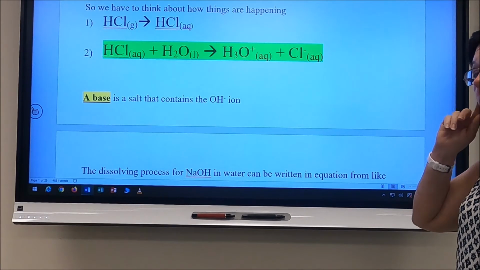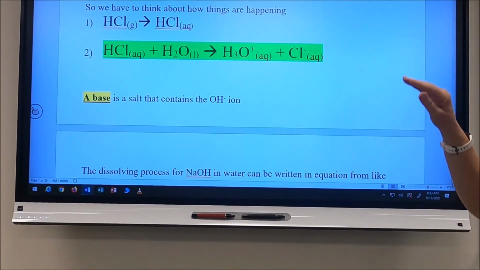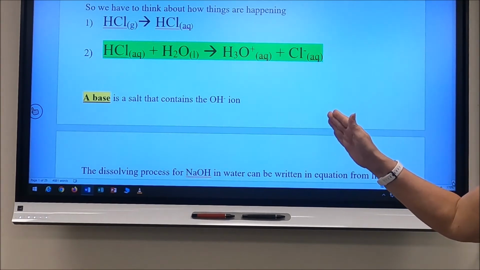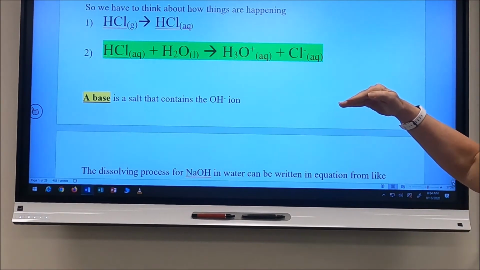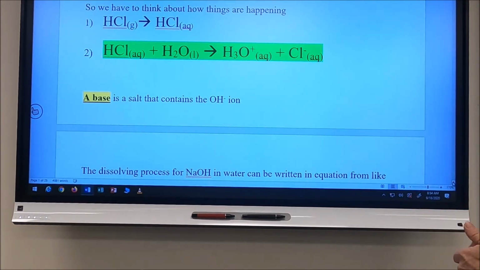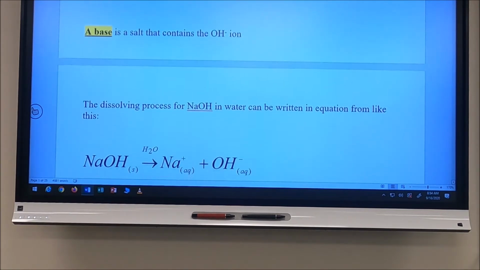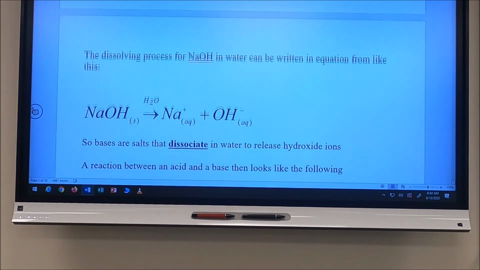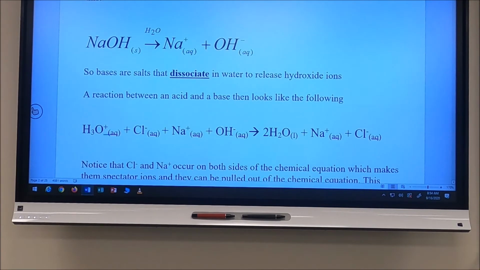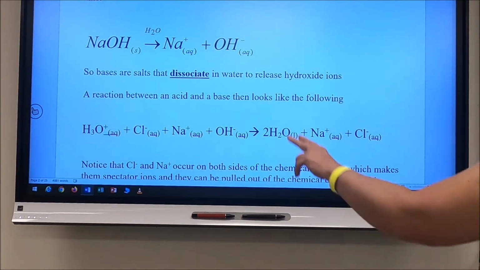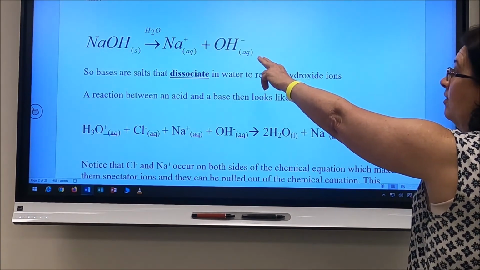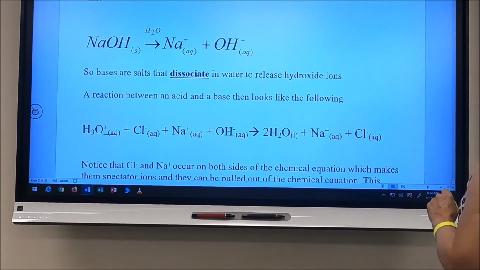Remember, we're going to recognize an acid when we see its formula written because hydrogen is going to be written first. A base is a salt that contains the hydroxide ion. When a base dissolves in water, the process of dissolving the base in water is a dissociation. It's an ionic compound, the ions just separate. So sodium hydroxide solid in the presence of water gives us sodium ions and hydroxide ions.